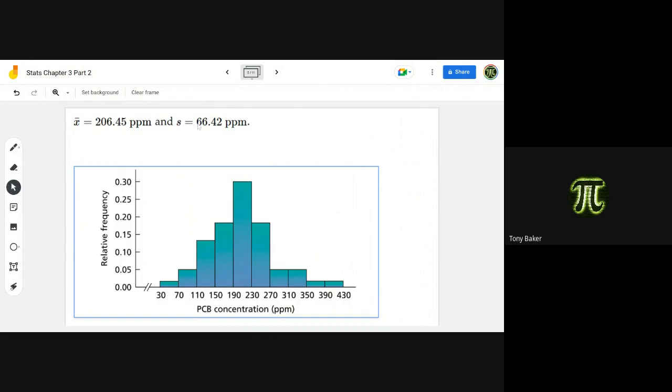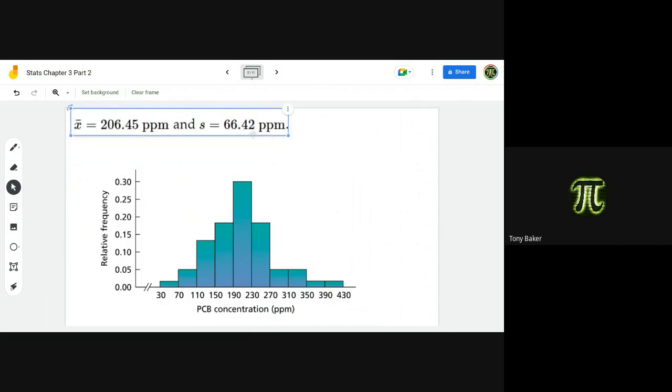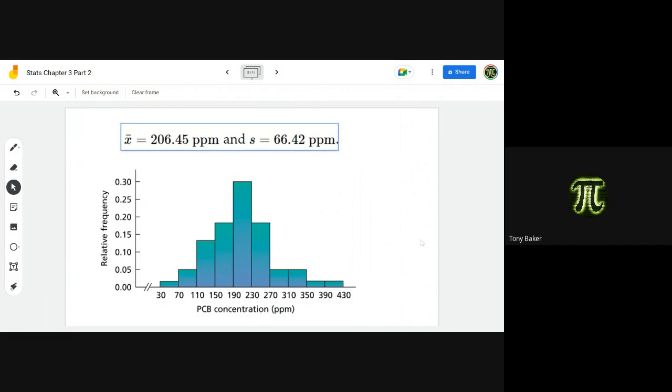So first off, is this approximately a bell curve? Yes, it's pretty close. A bell curve is going to have the majority of data in the middle, and then the sides are going to be mostly symmetrical. The more data we get, the more symmetrical it'll be, but it's pretty close. They found the mean is 206.45 parts per million, with a standard deviation of 66.42 parts per million.